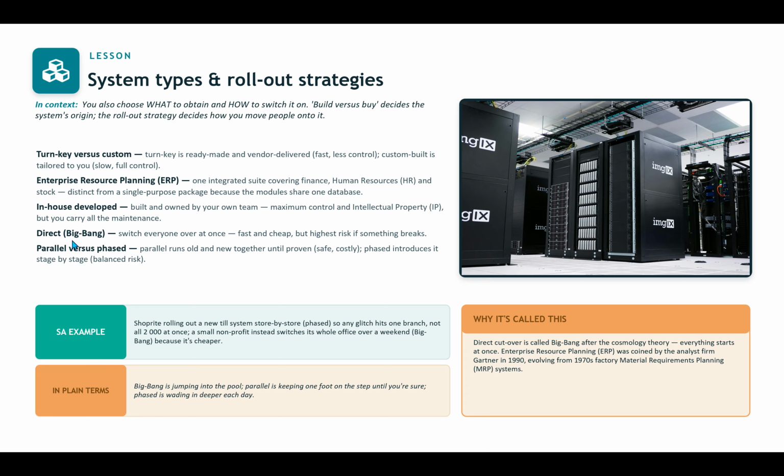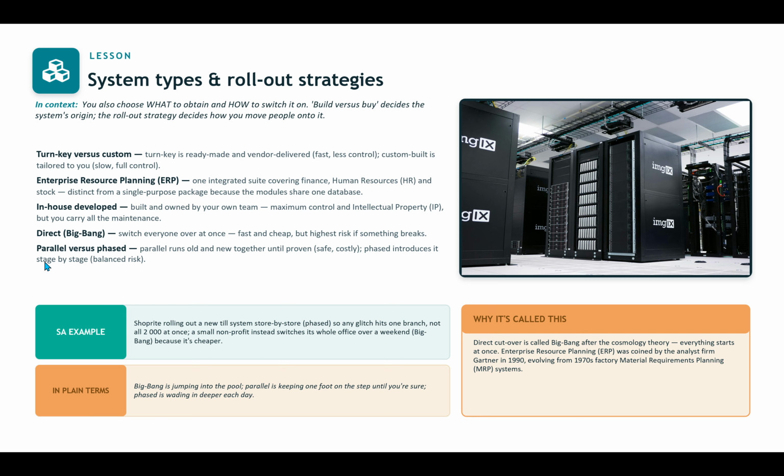We also have the idea of doing everything in-house, meaning in-house developed, where you actually have your developers at your company who build, and these are built and owned by your own team. And this is maximum control and intellectual property, but you carry all the maintenance, meaning you need to be able to pay these people because they don't come cheap. You need to be able to maintain these resources because these are complicated pieces of software and hardware. So this is usually very expensive and only available to very well-funded organizations such as your military and so forth.